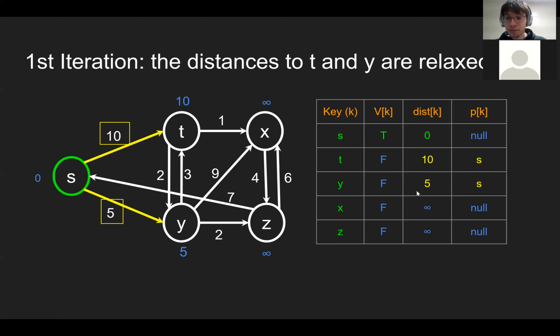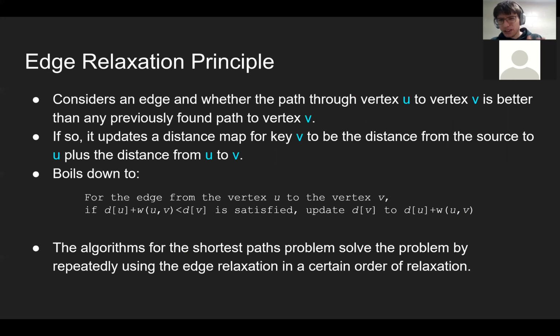The whole idea of relaxing edges is that at each step, we consider an edge and whether the path from vertex U to vertex V, our new vertex, is better than anything we found before. And if it is, then we have to update, right? Update the distance for that key, and if the edges are smaller, then we say the new predecessor is the new guy. And then we just update the distance.